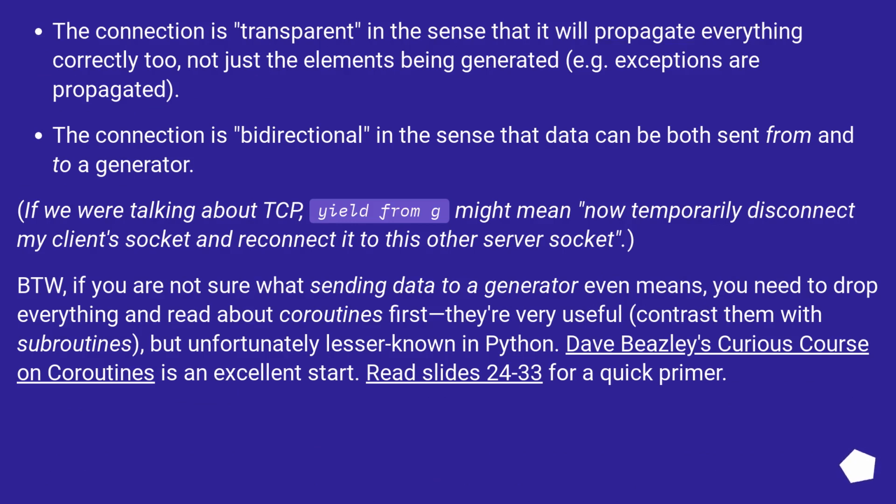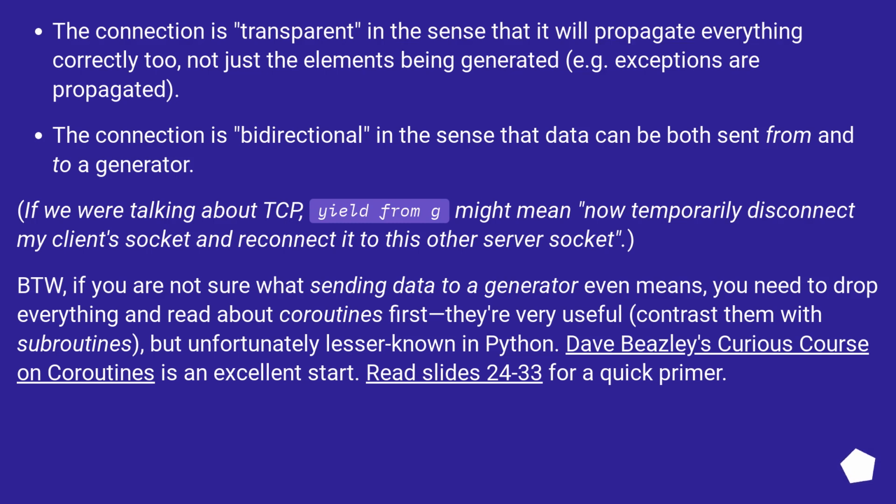The connection is transparent in the sense that it will propagate everything correctly too, not just the elements being generated, for example exceptions are propagated. The connection is bidirectional in the sense that data can be both sent from and to a generator. If we were talking about TCP, yield from G might mean: now temporarily disconnect my client socket and reconnect it to this other server socket.